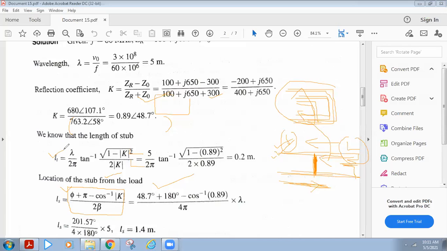Remember this point, because so far we have not derived this expression. Phi plus small phi, where this is the capital phi and this is the small phi, minus cos inverse k by 2 beta. How much is the angle in the reflection coefficient? That is the capital phi, 48.7 degrees, plus this phi, which is always 180 degrees, a constant, minus cos inverse of the reflection coefficient 0.89 by 2 beta.